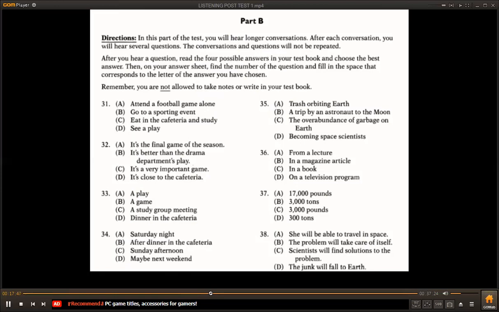Then, on your answer sheet, find the number of the question and fill in the space that corresponds to the letter of the answer you have chosen. Remember, you are not allowed to take notes or write in your test book. Now we will begin Part B with the first conversation. Questions 31 through 34. Listen to a conversation between two friends who are making plans.